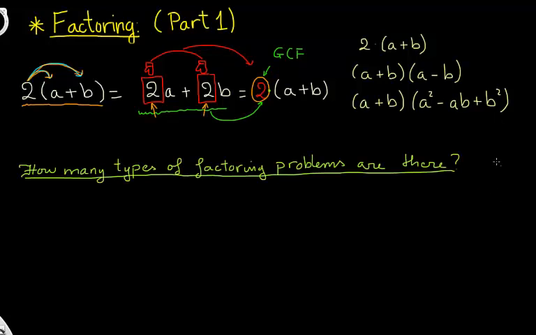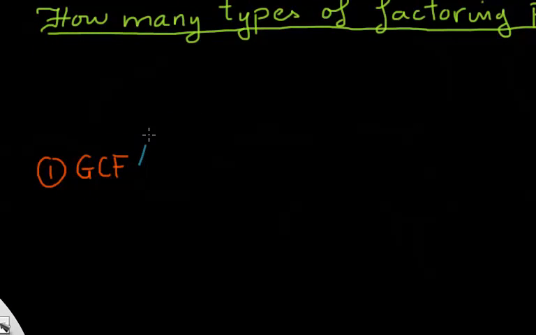The next question you may want to ask me is how many types of factoring problems are there? The answer is there are 3 types of factoring problems in total. But whatever type of factoring problem you're dealing with, the first step is to find the greatest common factor. It's really important. If you don't find the greatest common factor, we may end up with the wrong answer. After you get the greatest common factor, the problem will break down into 3 cases based on the number of terms. So the first case is 2 terms.